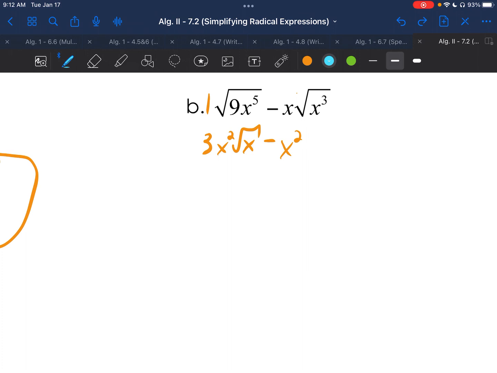If that didn't make sense, try writing it out and say, hey, that x came out, and now you have the square root of x. So you say, hey, that's really x squared times the square root of x. And maybe that explanation made a little more sense to you. Now, since these are the same radicals, square root of x, we can combine these by taking 3x squared minus x squared. So that would be 2x squared times the square root of x.